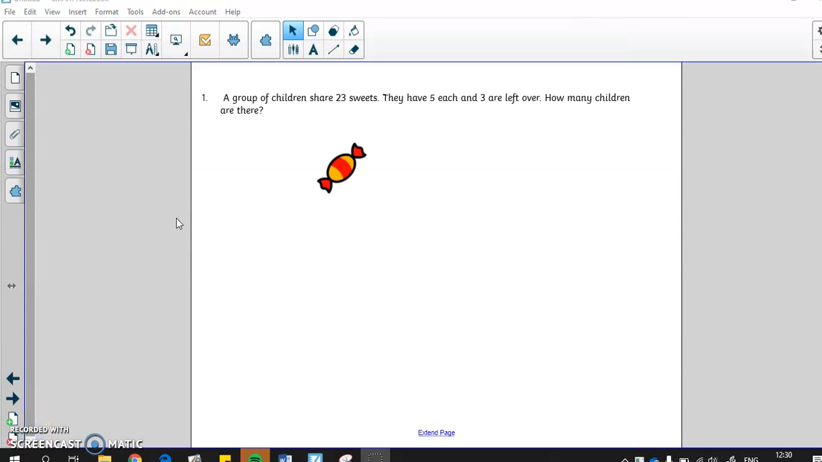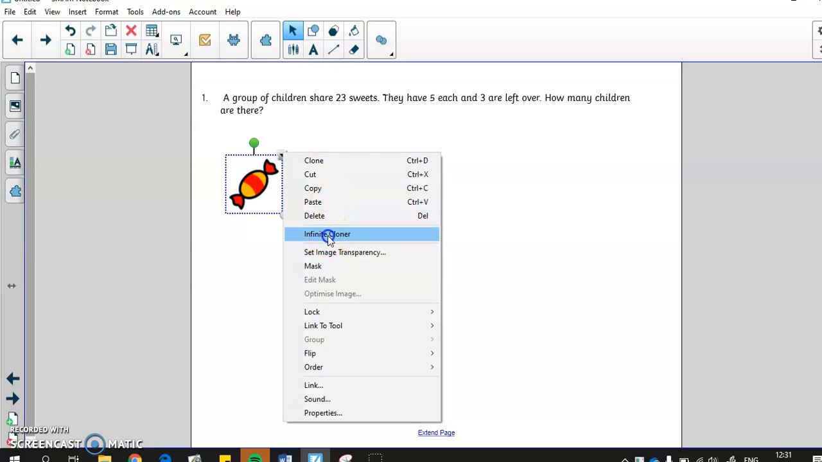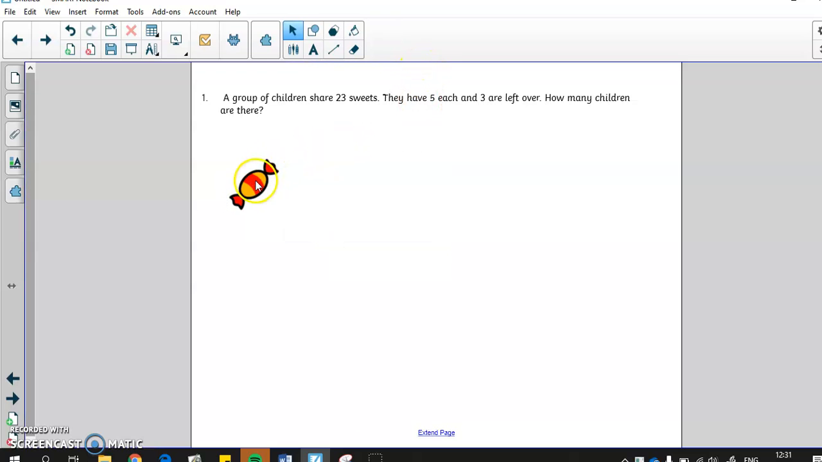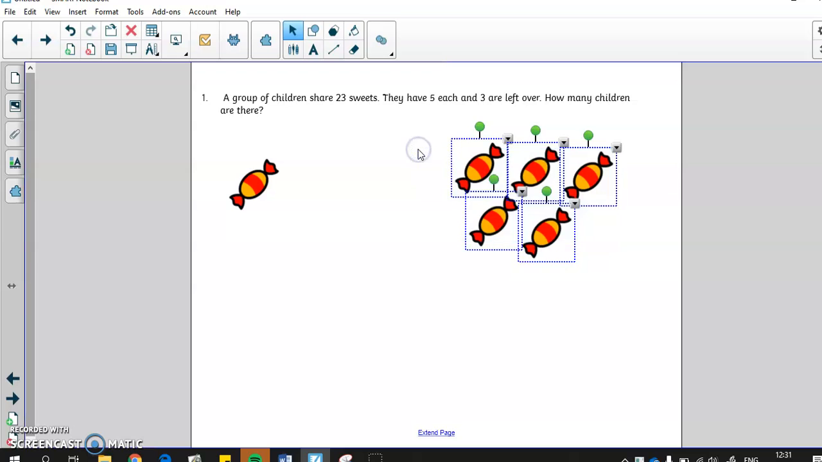Right, let's look at this one together. I think this one's even trickier. A group of children shared 23 sweets. They have 5 each and 3 are left over. This time we need to see how many children there are. So let's think about what we already know. So we know they have 5 each. So let's get some groups of 5 sweets. And this is how many they're going to have each.